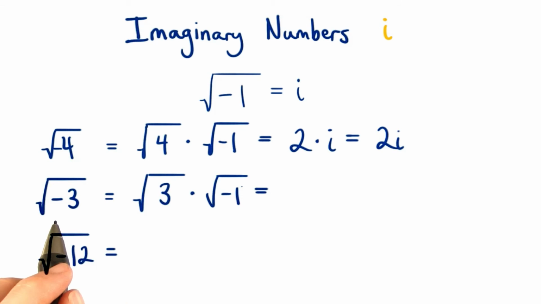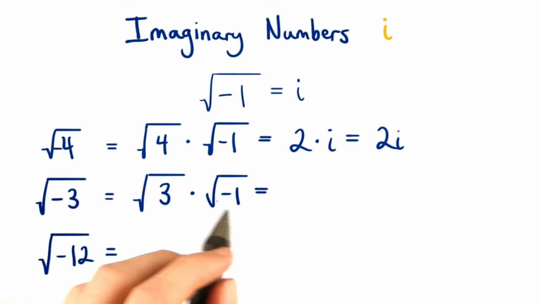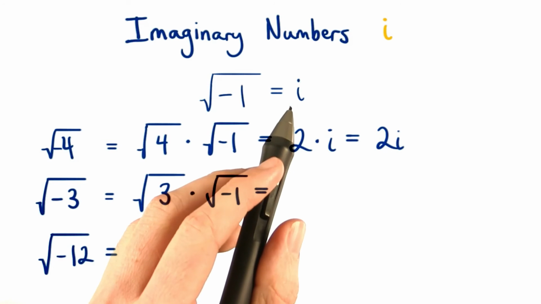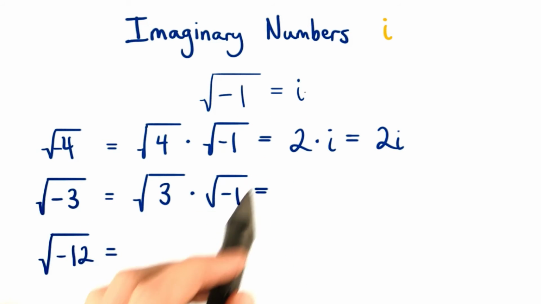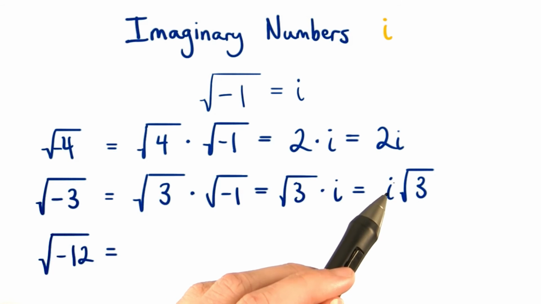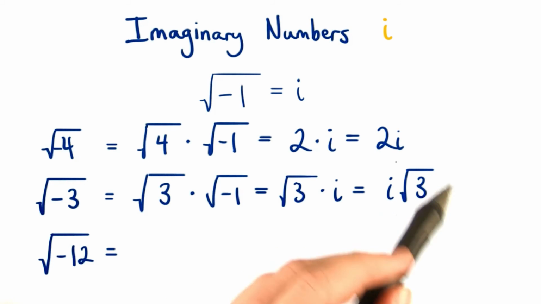For the second one, we'll have the square root of 3 times the square root of -1. This number really represents i, so we replace the square root of -1 with i. We leave the product of any factors in front of the radical, so we'll have i times the square root of 3, our final result.